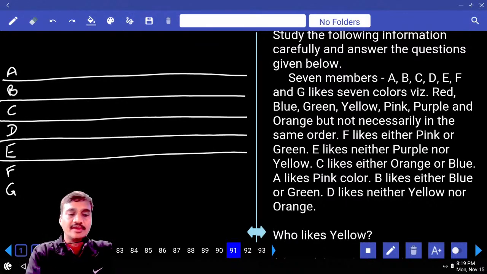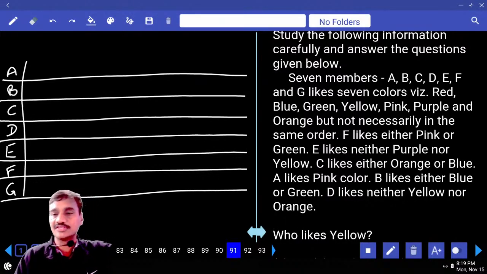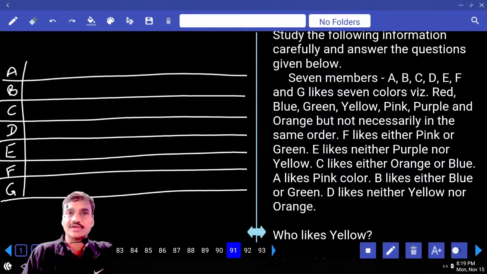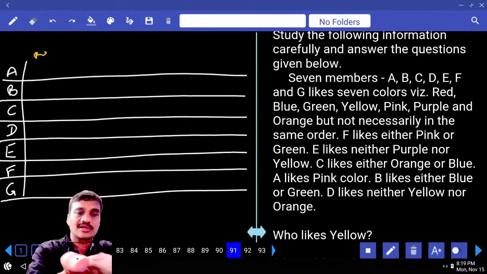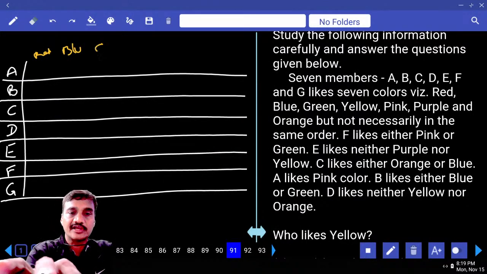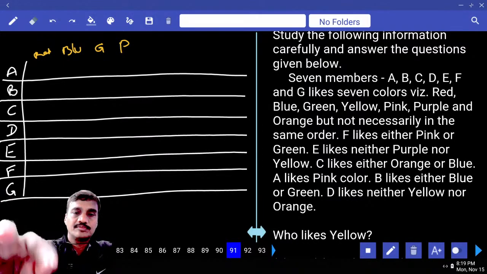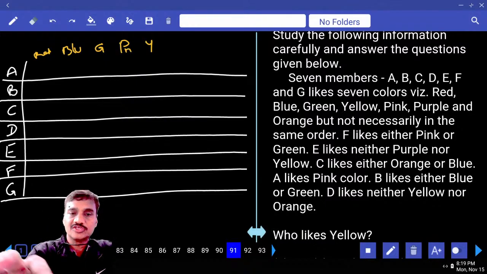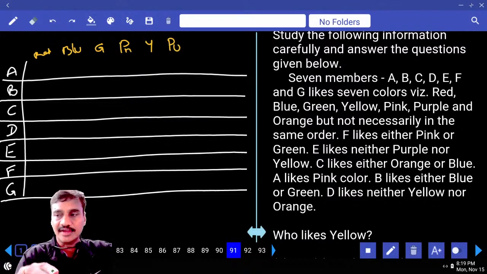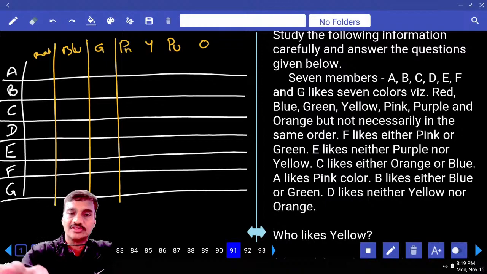Write down the colors. Coming back to this, tell me, shall we do the grid method or do it regularly? Different colors were there: red, blue, green. Now what are the colors we have? Red, blue, green, yellow, pink, purple, and next orange. Now these are the 7 colors we have. Then draw the lines like this, isn't it?